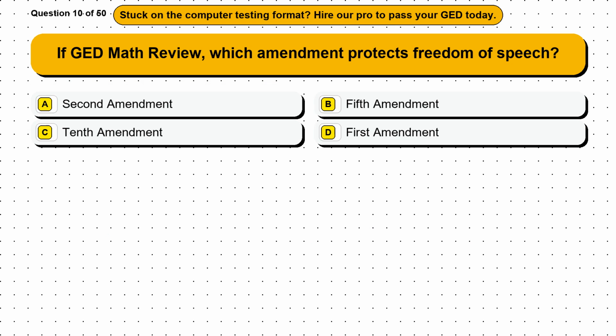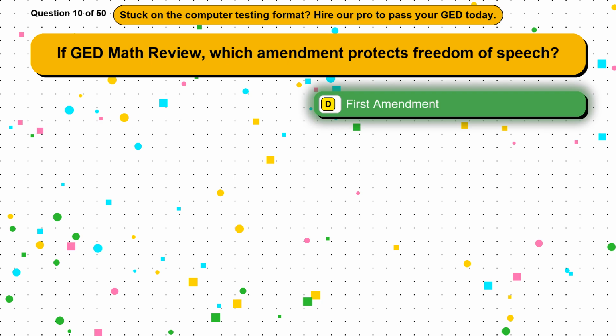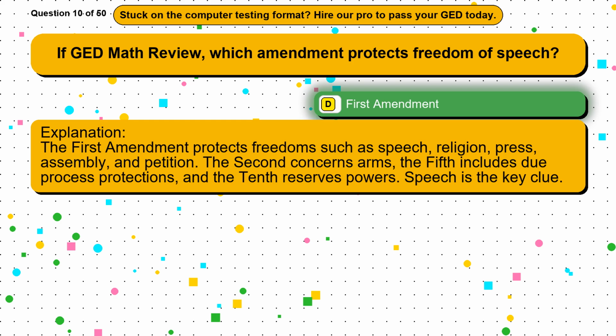Question 10. If GED Math Review, which amendment protects freedom of speech? Option A, Second Amendment. Option B, Fifth Amendment. Option C, 10th Amendment. Option D, First Amendment. The correct answer is option D, First Amendment. The First Amendment protects freedoms such as speech, religion, press, assembly, and petition. The second concerns arms, the fifth includes due process protections, and the 10th reserves powers. Speech is the key clue.